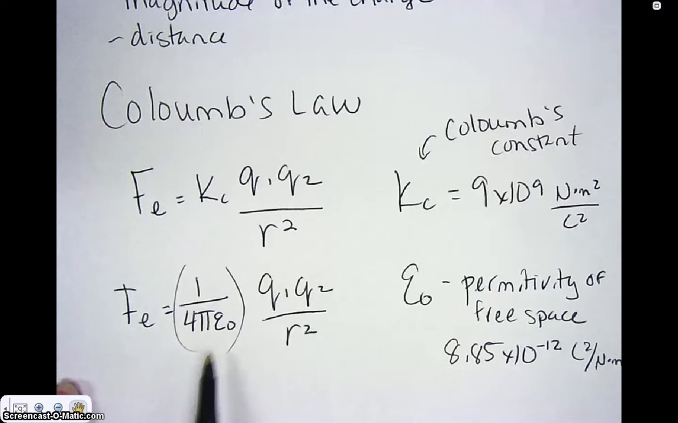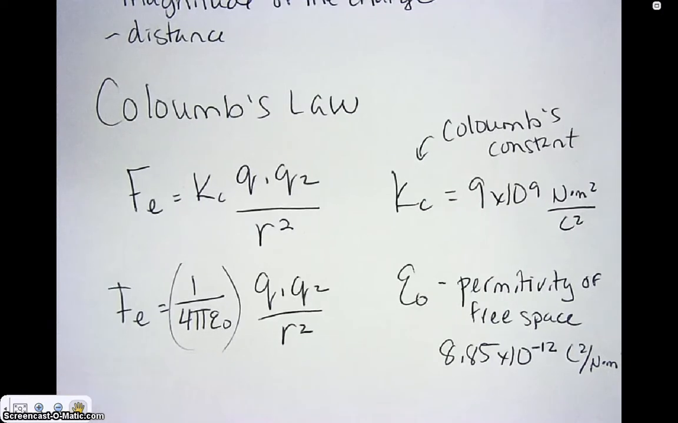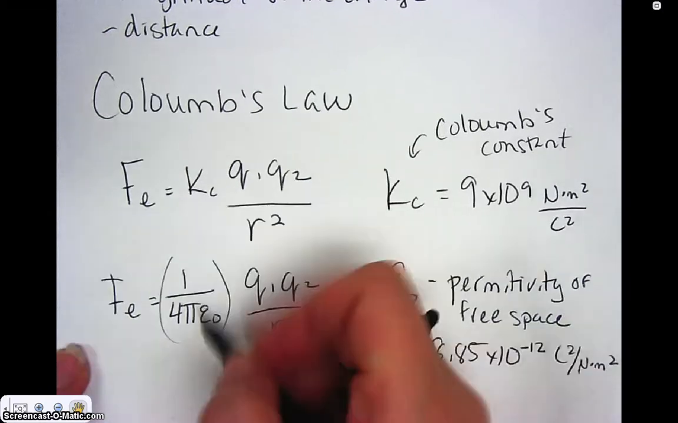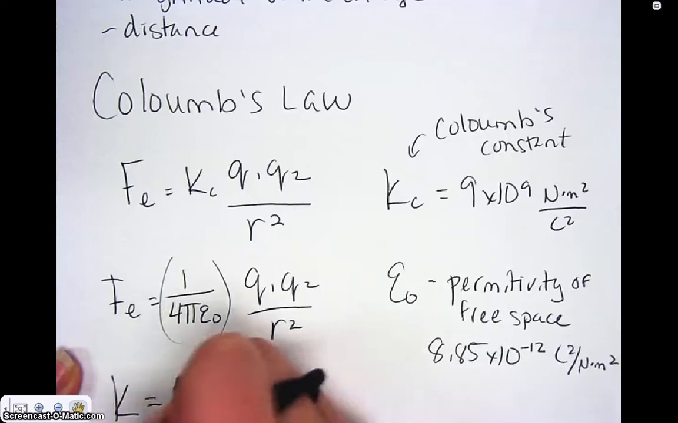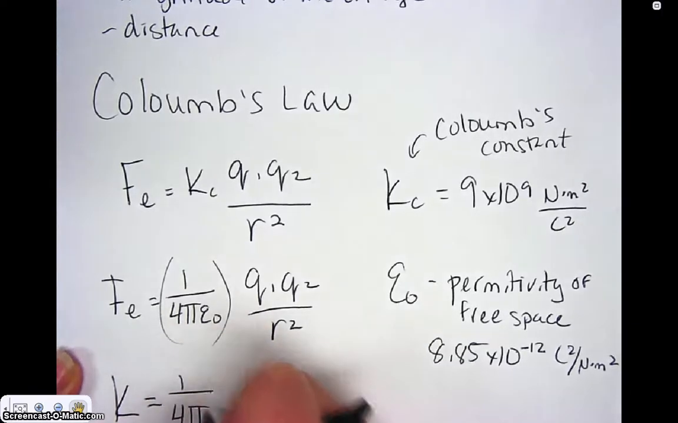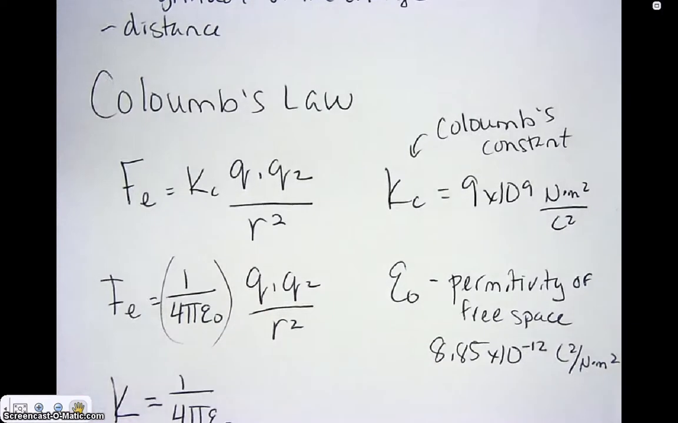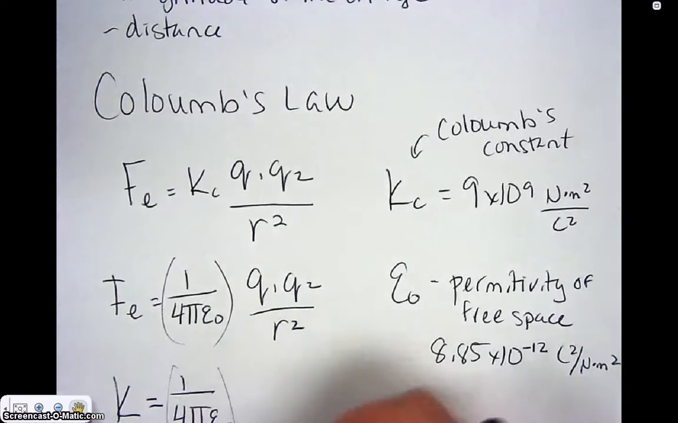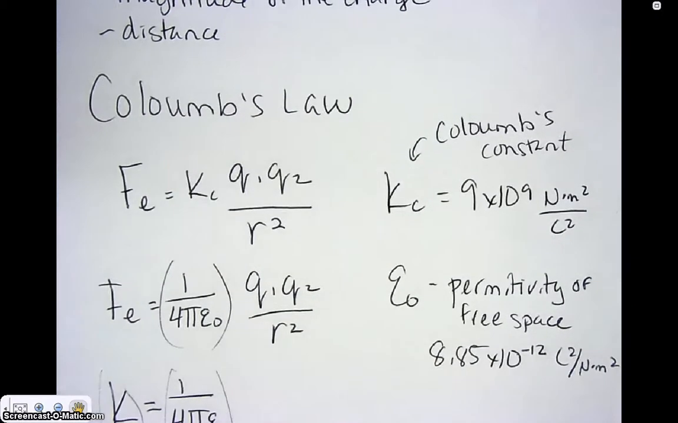So again, don't let this confuse you. It's just two different types of notations and two different values. Okay, so remember that this k is actually equivalent to this 1 over 4 pi epsilon sub naught. So you might see it this way, or you might see it that way, but essentially it is the same equation.